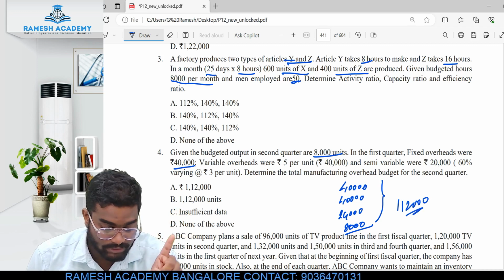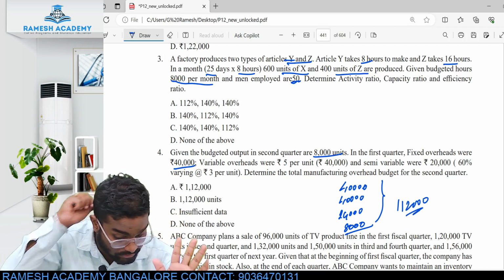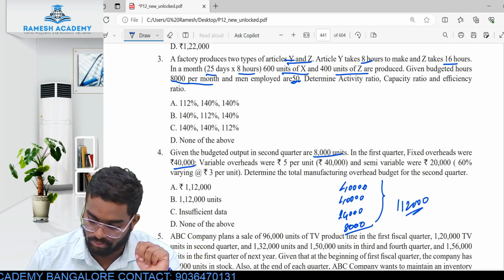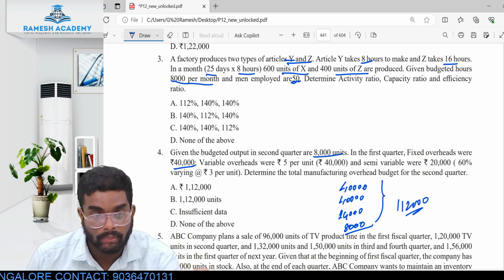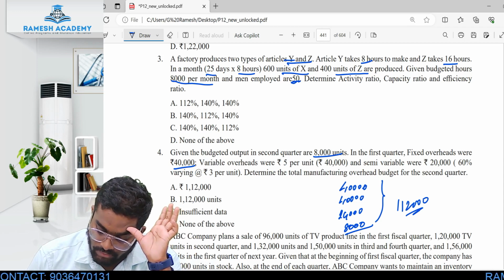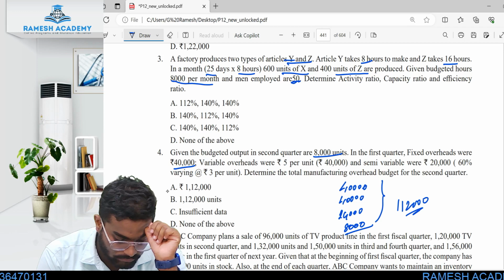So fixed cost is 40,000, variable overhead is 40,000. So 80,000 we got. In semi-variable, they are telling 60% is variable at 3 per unit. So 3 into 8,000, because we want it for 8,000, so we got 24,000, and the remaining 40% is fixed cost. So in 20,000, 40% is fixed, that is 8,000. So we'll be getting 1,12,000. So this is the answer.